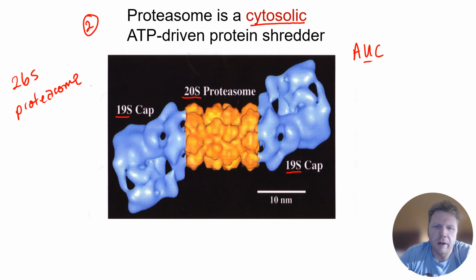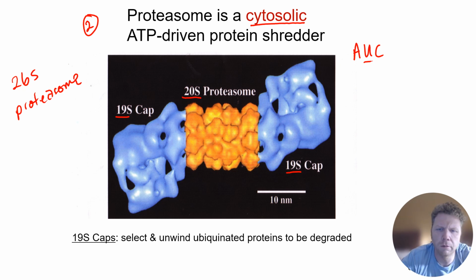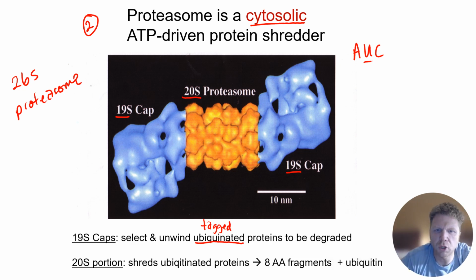Now, with that in mind, what do these different components do, the 19S and the 20S? The 19S caps select and unwind ubiquitinated, or I'm just going to write this term, tagged, proteins for degradation. Now the 20S, this chunk in the middle, takes these tagged proteins that have been unwound by the 19S caps and breaks them up into 8 amino acid long fragments, and the ubiquitin tags are released.